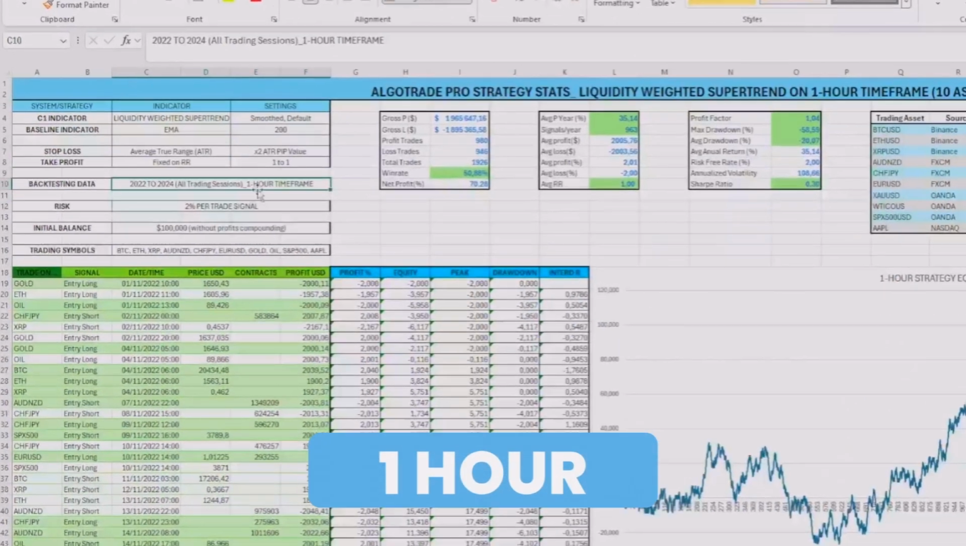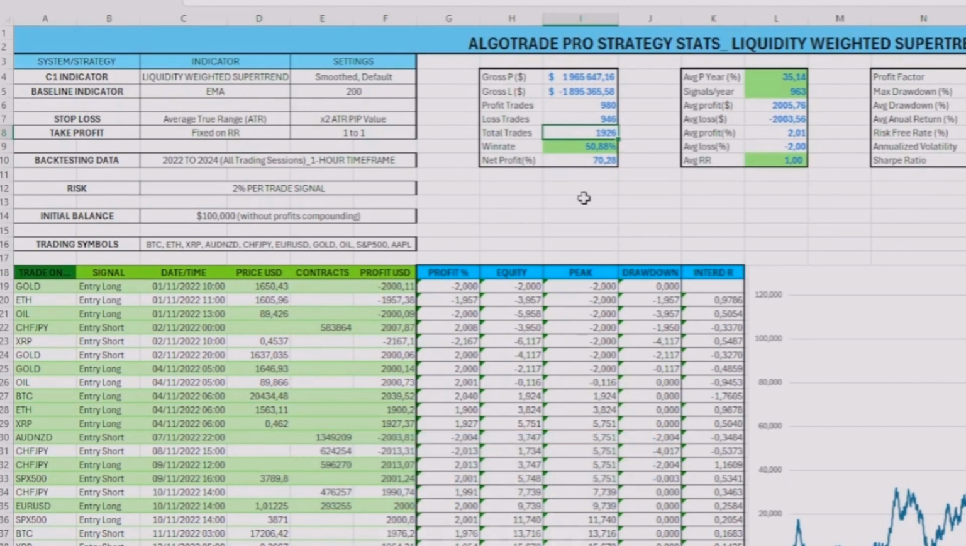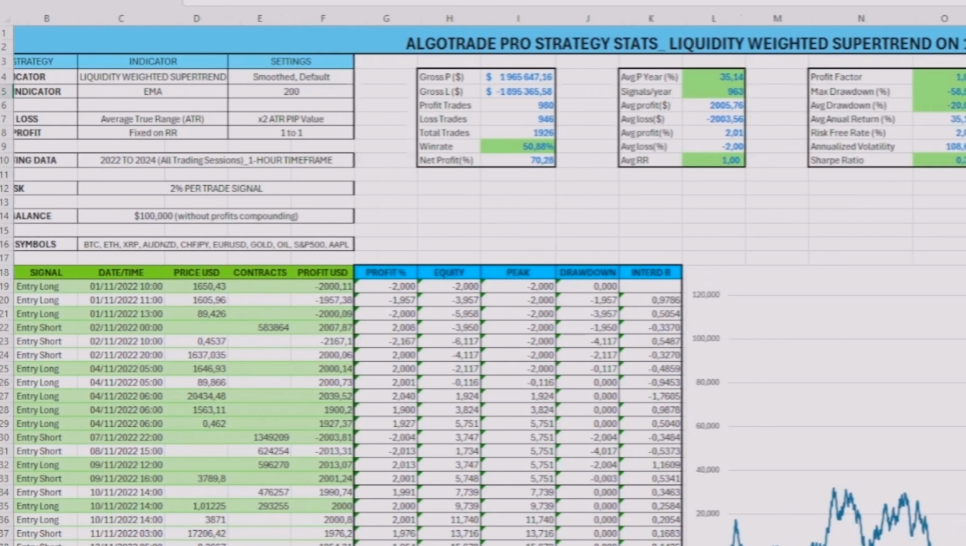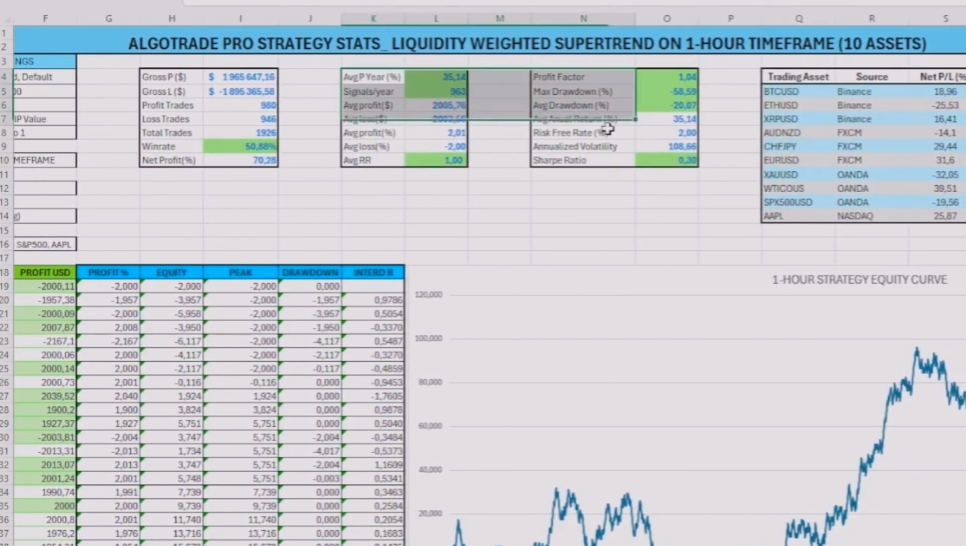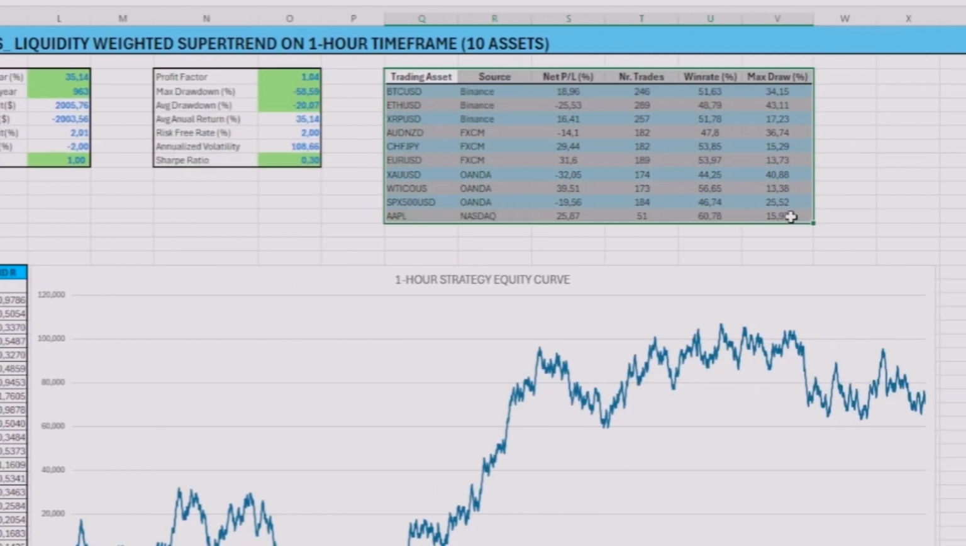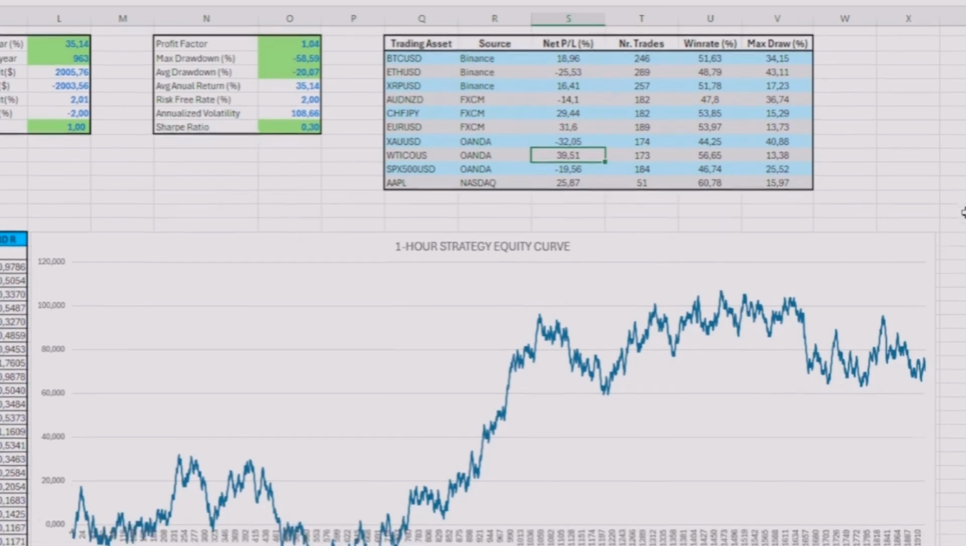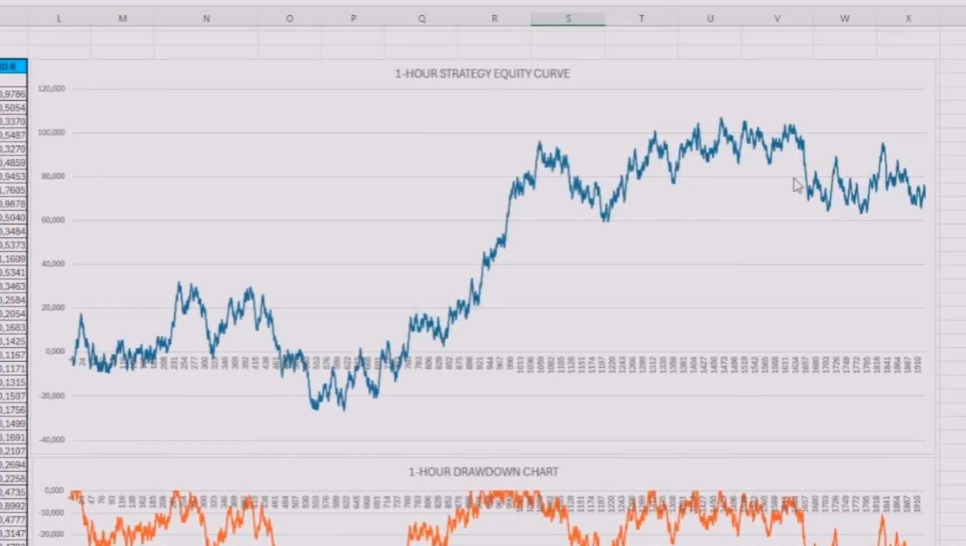Next, in the 1-hour timeframe, after 1,900 trades, the indicator achieved a win rate of 50.88% and a net profit of 70%. Here you can find other important metrics, the results of every asset, where the oil was, one more time, the most profitable asset, and again, the equity chart was profitable but inconsistent.